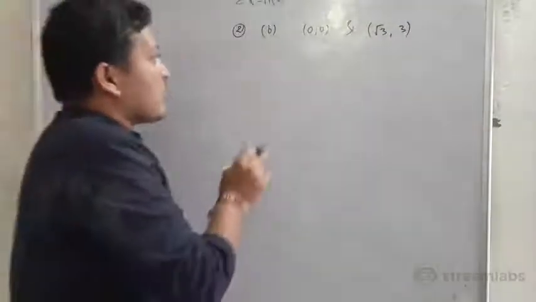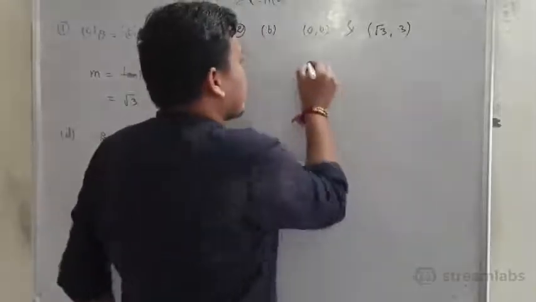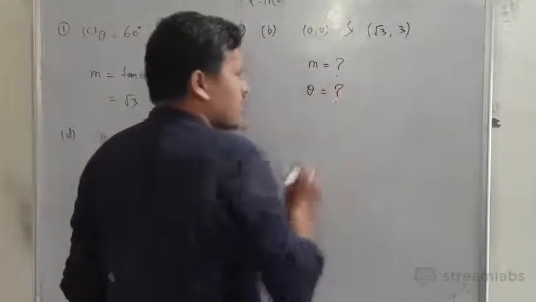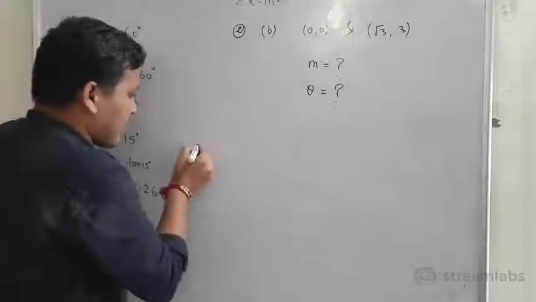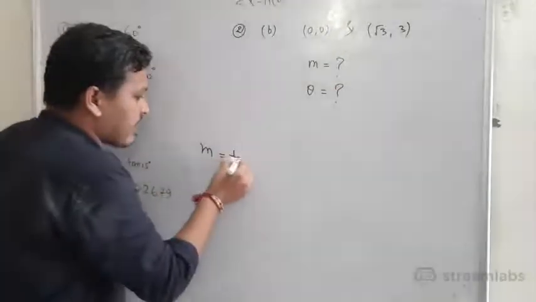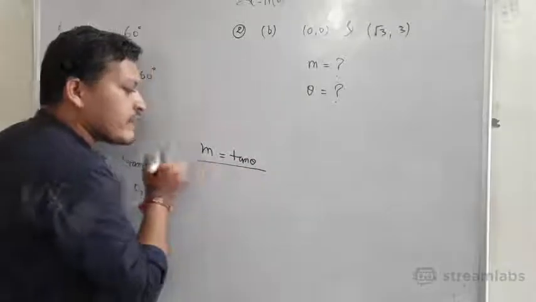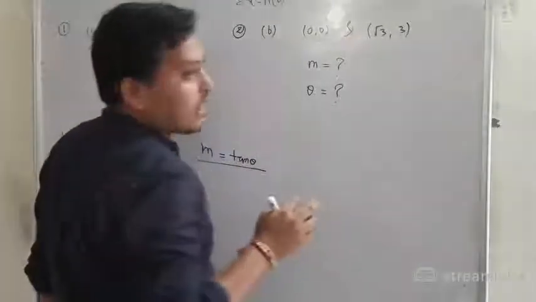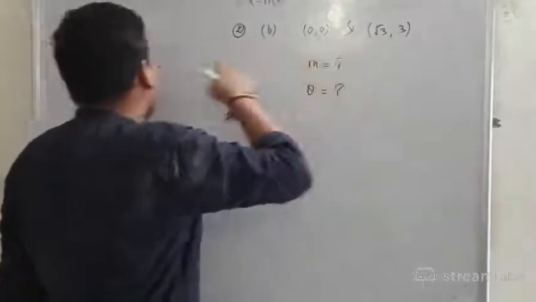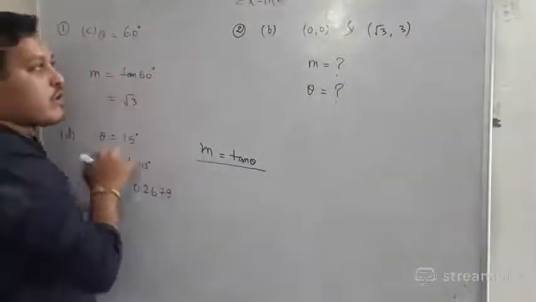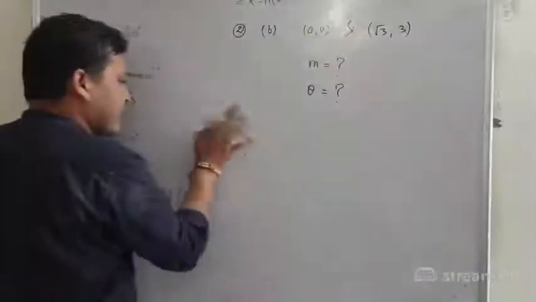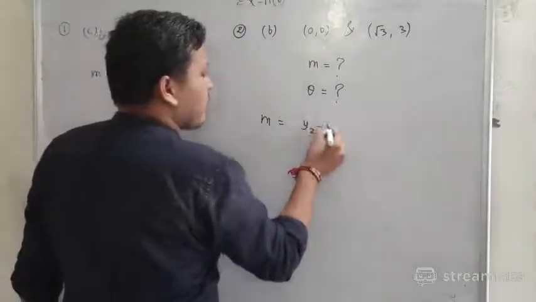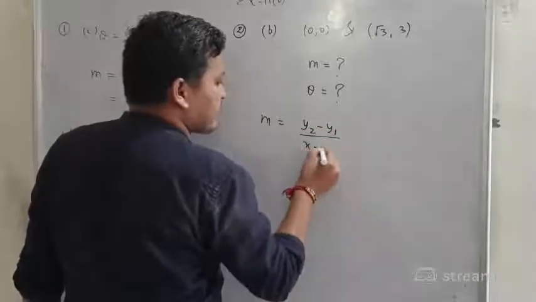Now 2 points are given here, and what is the question? Find the slope, meaning m, and find the inclination, meaning theta. One relation between m and theta is m is equal to tan theta, but nothing is given, so we cannot use this method. Yesterday I explained, when you are given the angle, we can use m is equal to tan theta. When you are given 2 points, we can use the slope formula, m is equal to (y2 minus y1) upon (x2 minus x1).